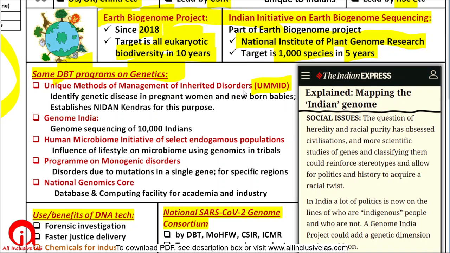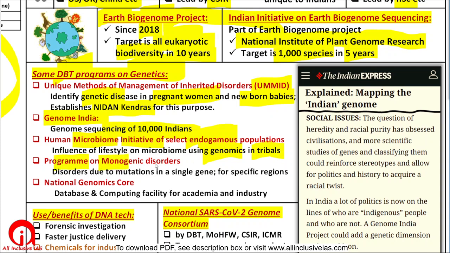The Umeed program is to identify genetic diseases in pregnant women and in newborn babies, and for this, in some big hospitals, Nidan Kendras will be formed. Genome India, we have explained, is to do genome sequencing of 10,000 Indians. The Human Microbiome Initiative of select endogamous populations is mainly for genome sequencing of the tribals.